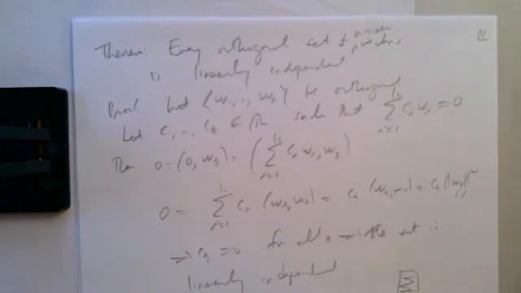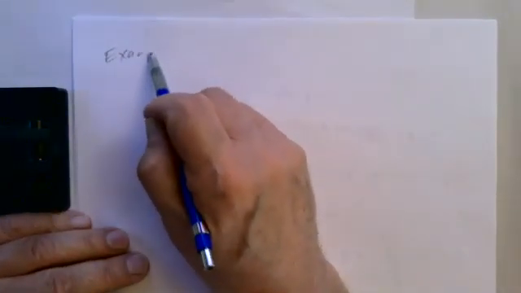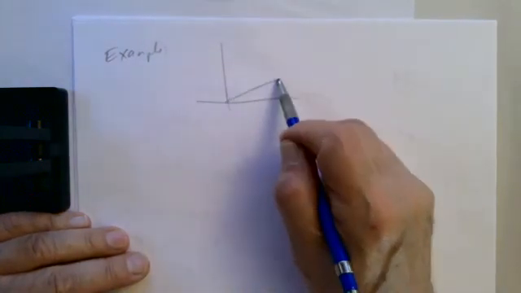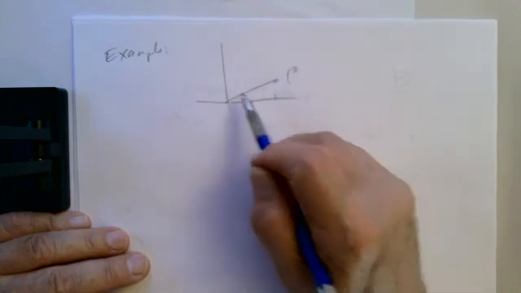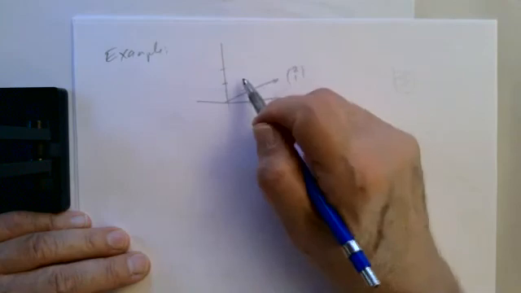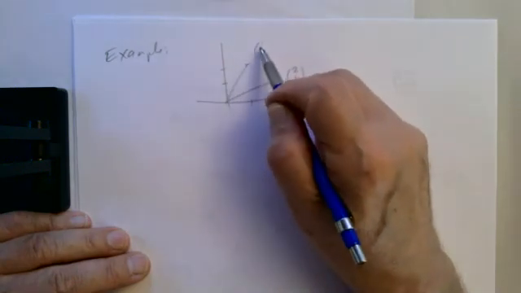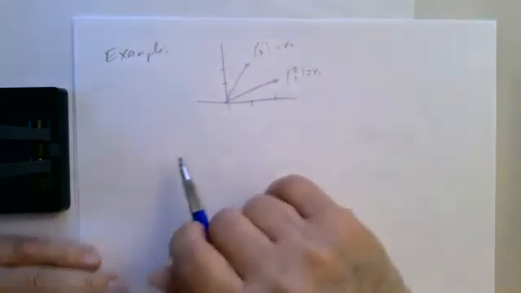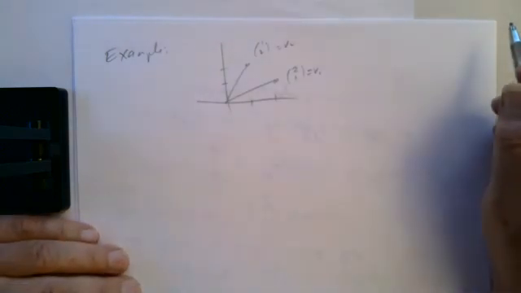So this gives us a recipe to construct an orthogonal set of vectors. And let's do an example. So in the plane, suppose we have the vector 2, 1 and the vector 1, 2. So call this V1 and call this V2. These vectors are definitely not perpendicular to each other.